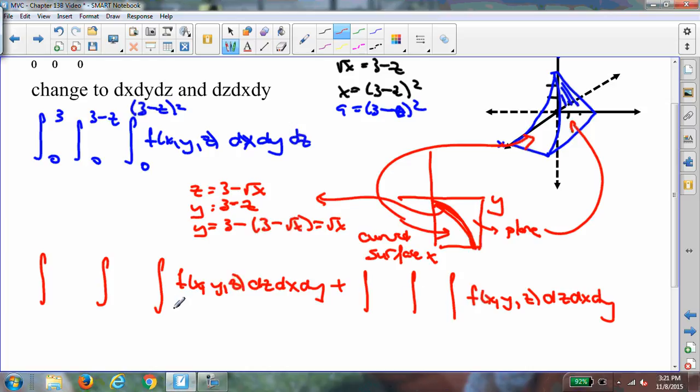Let's say z goes from 0 to the curve, 3 minus root x. That is going to be for this piece here, which would be from y equals 0 to square root of x, and x goes from 0 to 9. Okay. Now if I do the other piece, right here, that part uses the plane, so that would be from 0 to the plane, which is 3 minus y. And that's because the plane was originally y equals 3 minus z, so I just rewrote it as z equals 3 minus y.